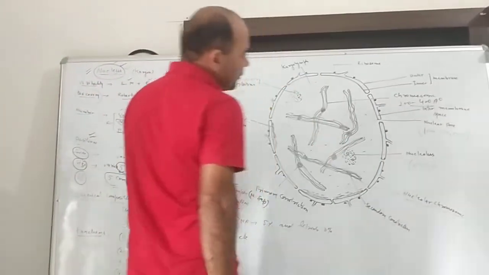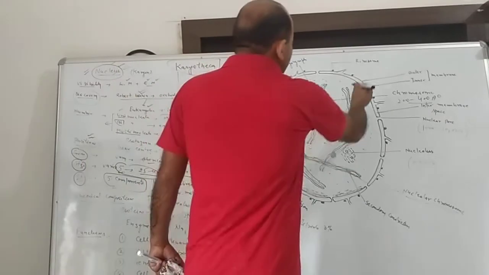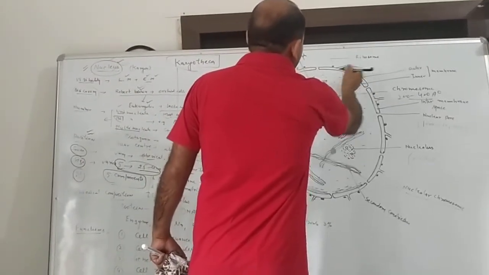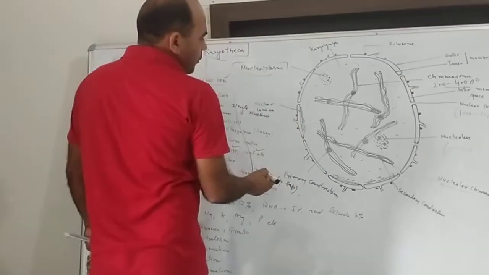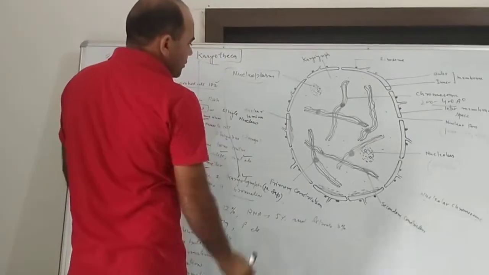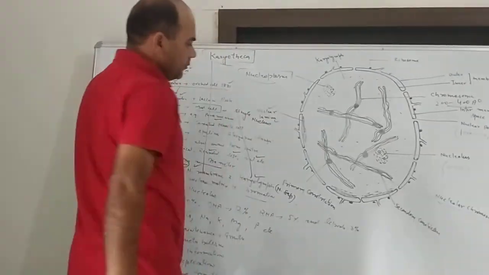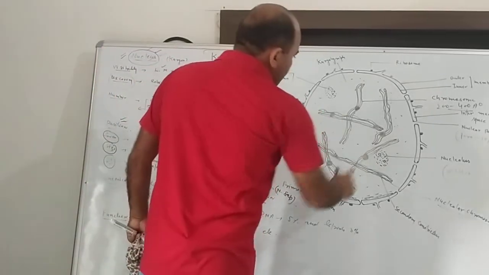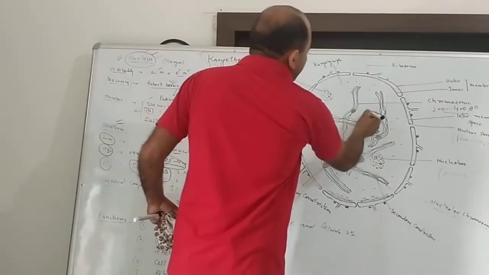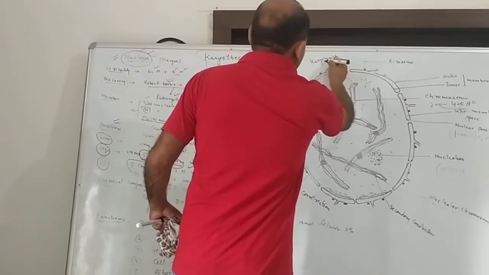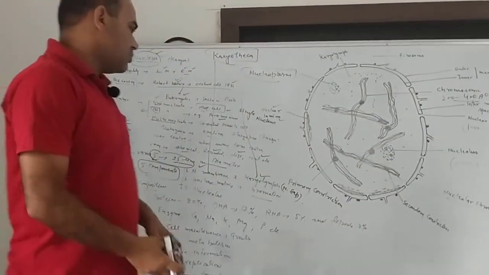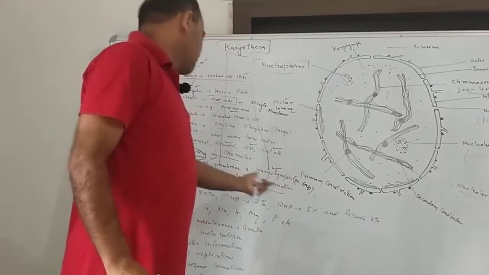Next, we are going to study the outer component, which is called ribosome. Inside this inner membrane, small protein fibers are present. This is called nuclear lamina. Inside, what will be observed? This is the fluid component, which is called karyolymph. This karyolymph is also called nucleoplasm.